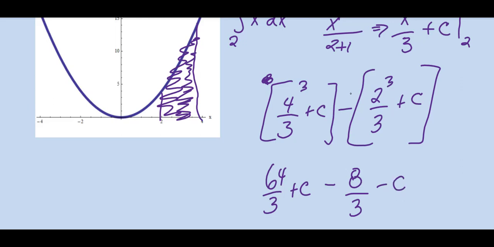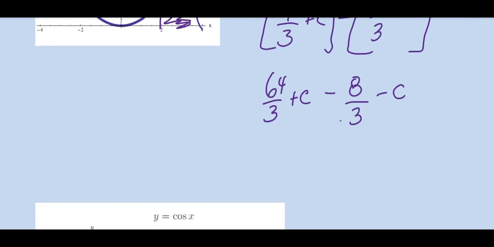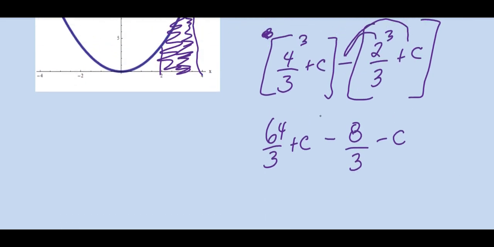Now what did I do? Ms. Parker went ahead and distributed the minus sign. Okay, so 64, the c's would cancel out, and 64 minus 8 will give me 56. So 56 over 3 is my area underneath this curve. Okay, no need for decimals. We are just writing it out. Shall we do another one?